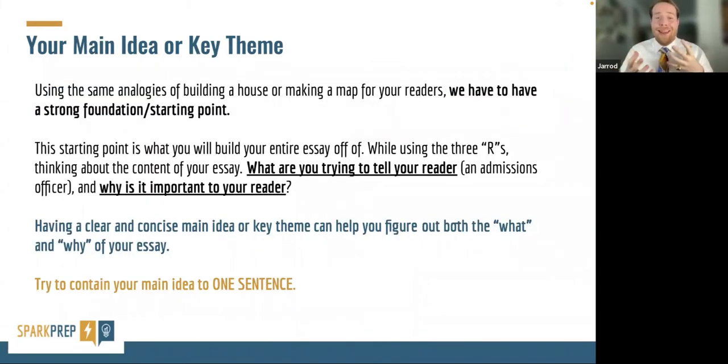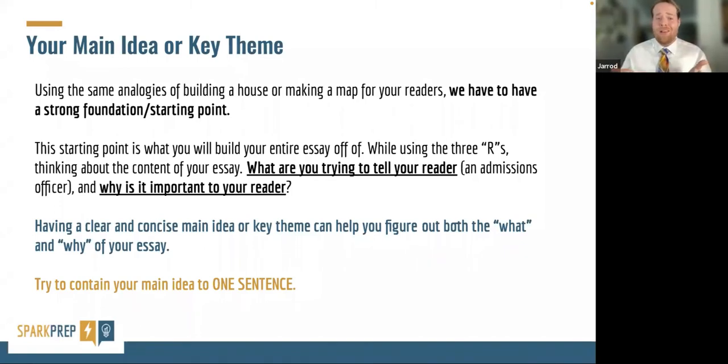So before we can even get to the end, to that buried treasure, then we need to have your main idea or your key theme. So we have to have a strong foundation, as I said, with a metaphor of the house. The starting point that you need, you are going to have to build your entire essay off of this. So it's important to make your main idea or key theme one that resonates with your readers and one that's exciting for you to write about.